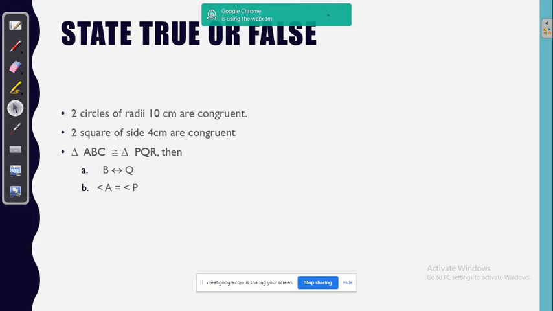The vertices are not equal. It's just they are corresponding. And the next option, option B, angle A is equal to angle P. So is that a true statement or a false statement? Okay, I am getting so many answers. Good. Now I would like to see Siddhartha's answer. Siddhartha, can you tell me, is that a true statement? Angle A is equal to angle P.